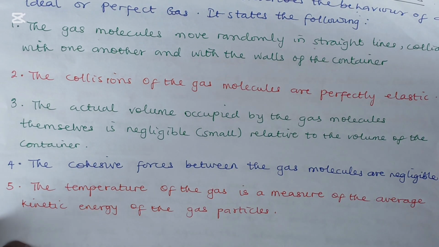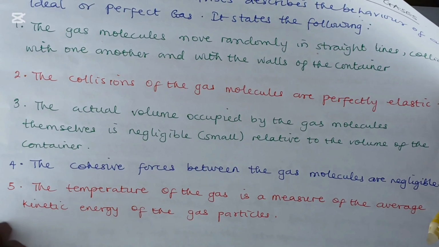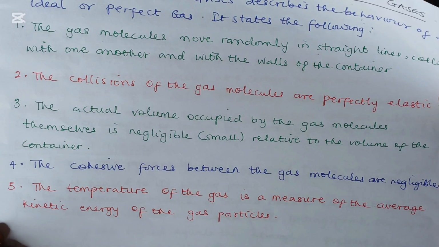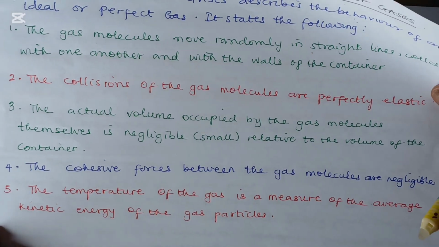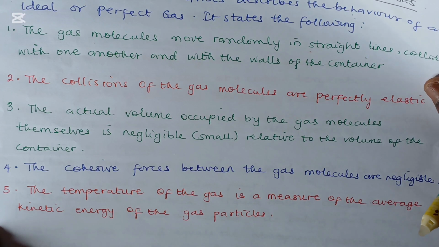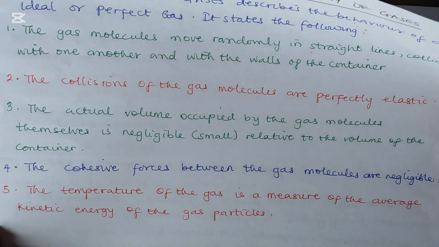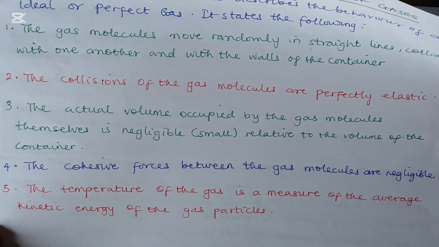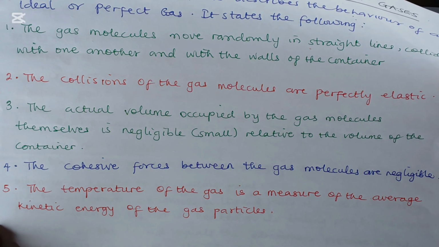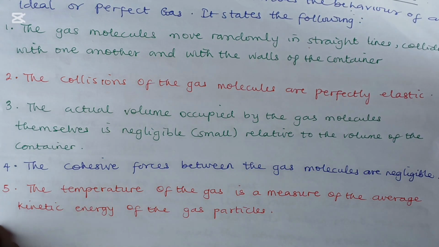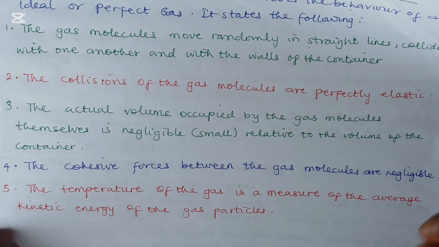Then the cohesive force between the gas molecules is negligible. That is, the force holding the particles of gases is very, very small. So that means the gas particles are always free to move about. The last one here: the temperature of the gas is a measure of the average kinetic energy of the gas particles. That is, when the temperature of a gas increases, the kinetic energy of the gas particles will also increase. What do we mean by that?